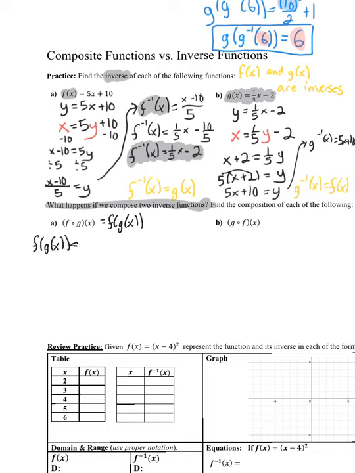equals, the f function was 5 times, and now the input function, 1/5 x minus 2, and then plus 10. So I'll highlight the g of x real quick. So there's our g of x, and that's where this x became the 1/5 x minus 2. Okay. And if we compose these two functions, I can distribute the 5 here.